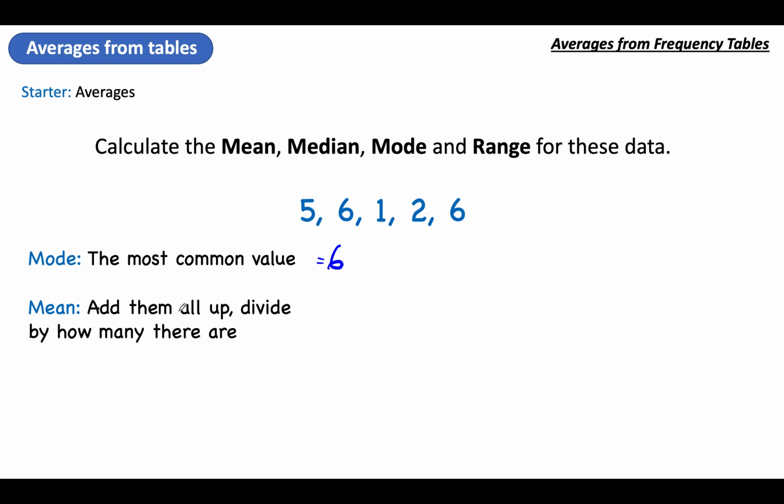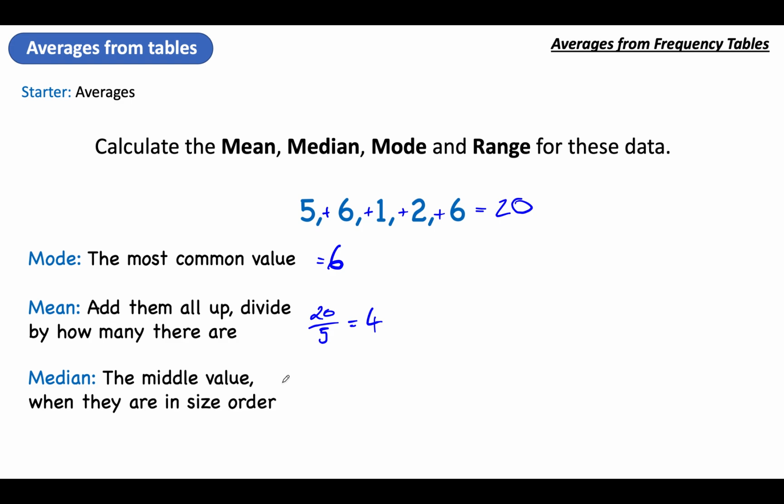The mean: add them all up, and divide by how many there are. Well, let's first of all add these up. We've got 5 plus 6 is 11, plus another one is 12, 13, 14. So if you add these all up, it equals 20. So the mean is going to be 20 divided by how many there are. 1, 2, 3, 4, 5. Which means the mean in this case is a whole number and it's 4.